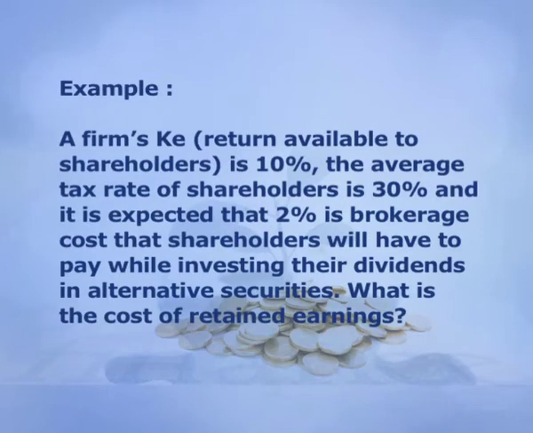A firm's KE, which is the return available to shareholders, is 10%. The average tax rate of shareholders is 30%, and it is expected that 2% is the brokerage cost that shareholders will have to pay while investing their dividends in alternative securities. Now, what is the cost of retained earnings?